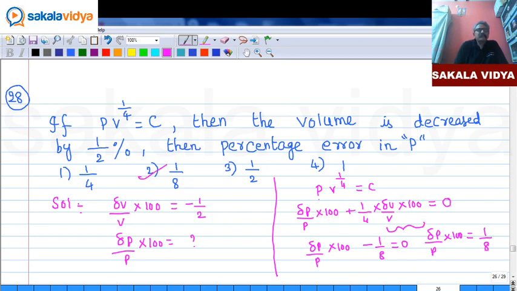That means pressure increases. As volume decreases, pressure increases by 1 by 8%.